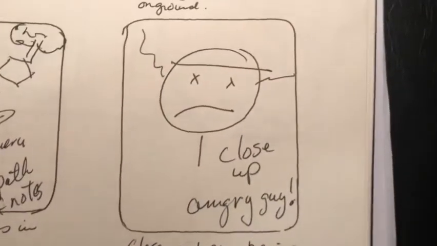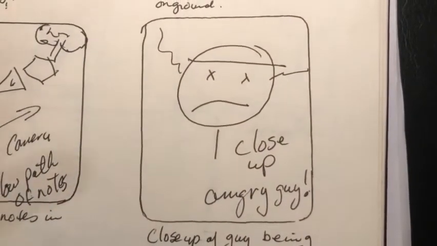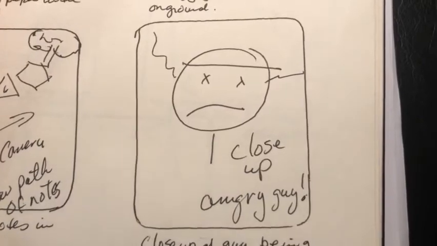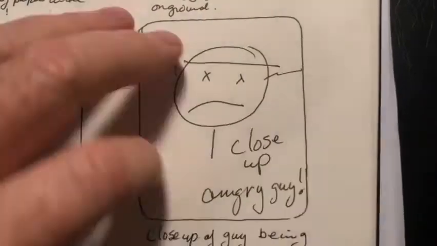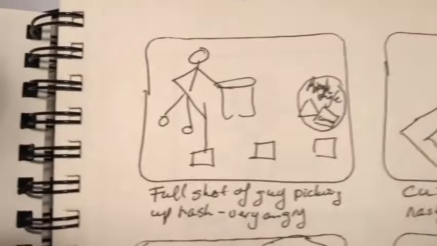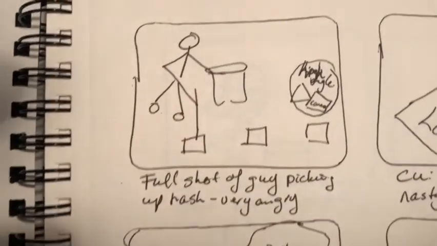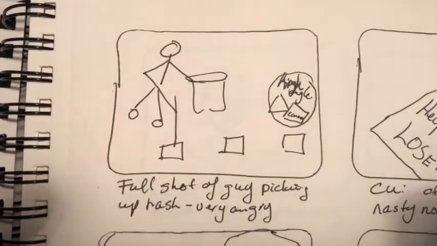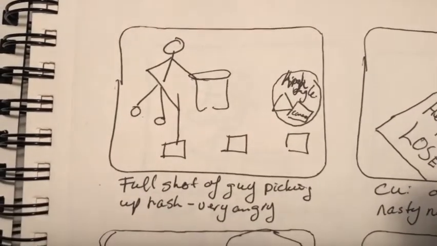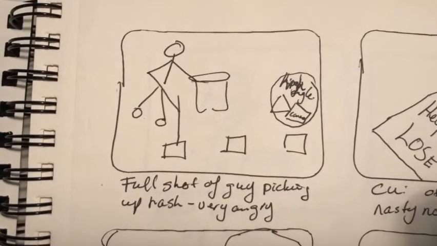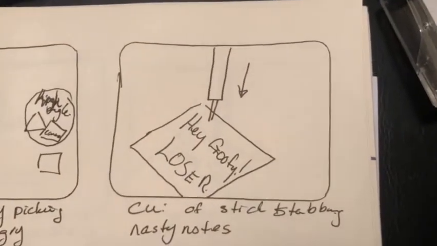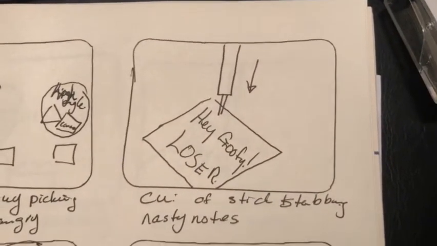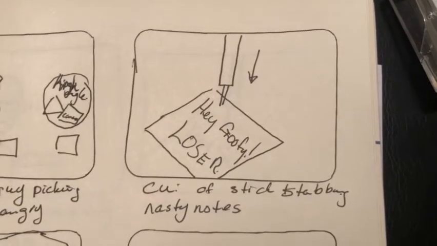Then we'll have another close-up of the person picking up the trash very angrily about all this trash in the park. Then we'll come out to a full shot of the person picking up the trash very angrily, seeing lots of trash, but this will be a high shot of the person. So remember, we're using a high shot to try to tell something about the person. Obviously that the person isn't very powerful. Then we have another close-up of the stick going into the piece of paper, and this one says something else. "Hey, Goofy, you're a loser," whatever.